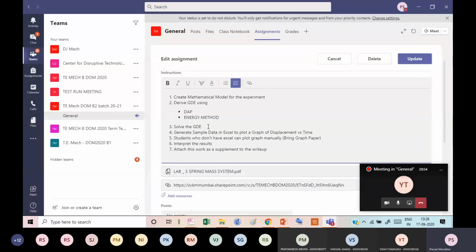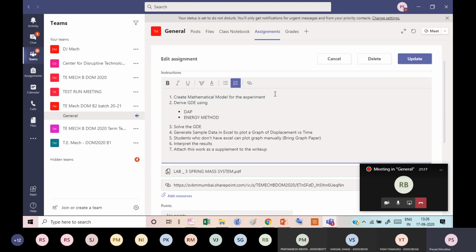Is everybody clear? Sir, could you please repeat? See, just go to the instruction section. In the instruction section, first point is create the mathematical model for the experiment, or the experimental setup. So our experimental setup is just a simple spring mass system. Okay, so first step is to create the mathematical model for that.